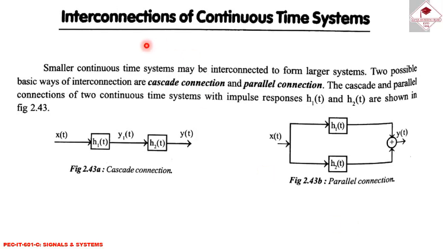Next we are going to see interconnection of continuous time systems. Smaller continuous time systems may be interconnected to form a larger system. There are two basic ways of interconnection: one is cascade connection, another is parallel connection. This is the block diagram of cascade, and this is the block diagram of parallel connection.